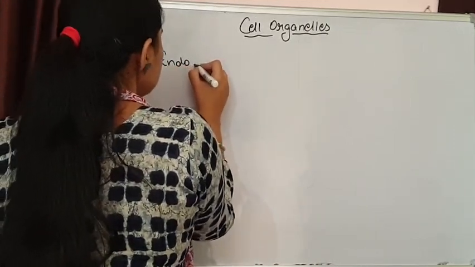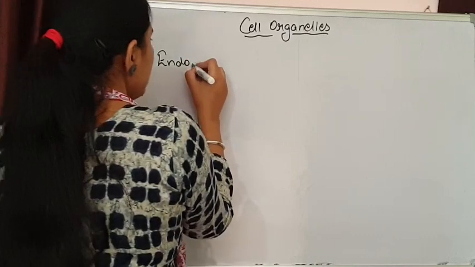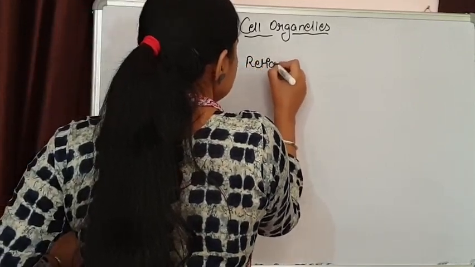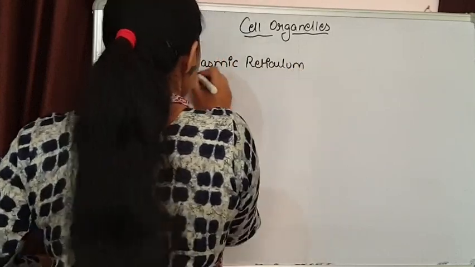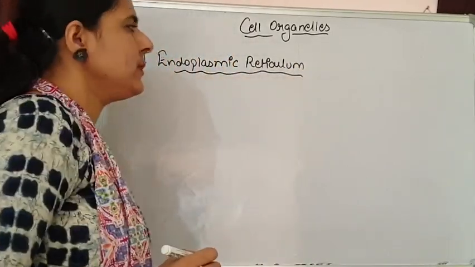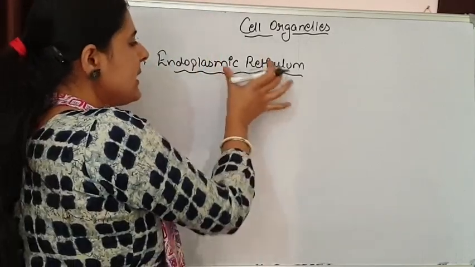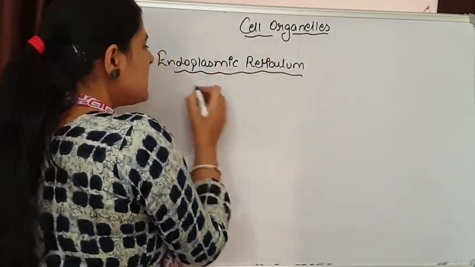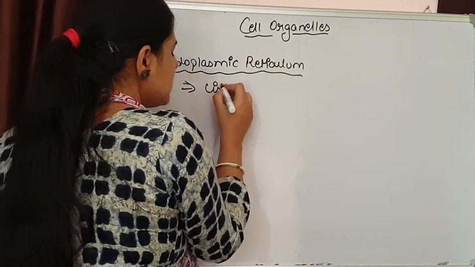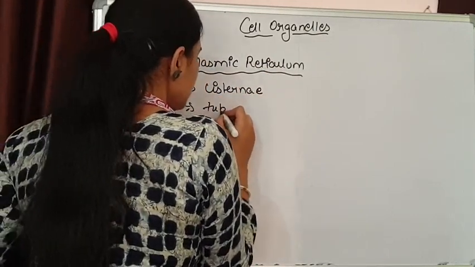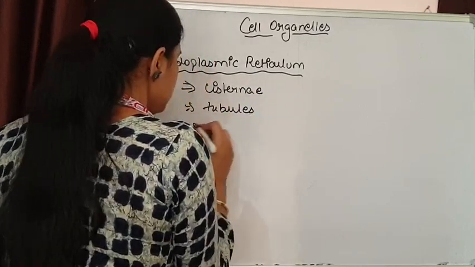The first cell organelle that is present in our cell is the endoplasmic reticulum. So first see how this endoplasmic reticulum looks. What is it made up of? When we see the endoplasmic reticulum, it is made up of three components: cisternae, tubules and vesicles.